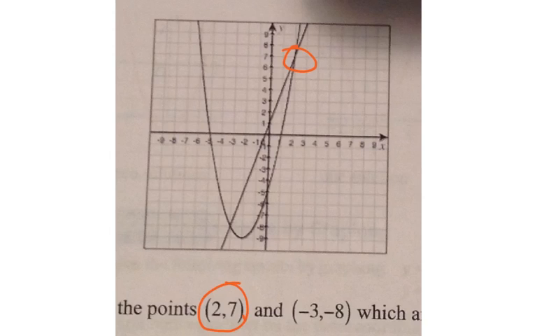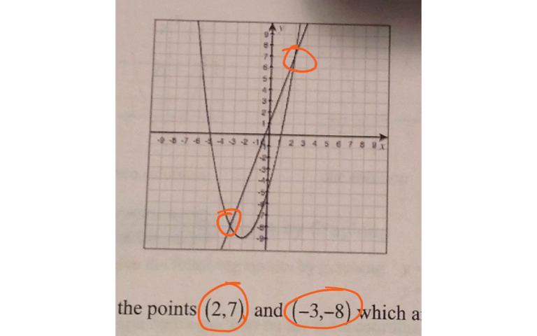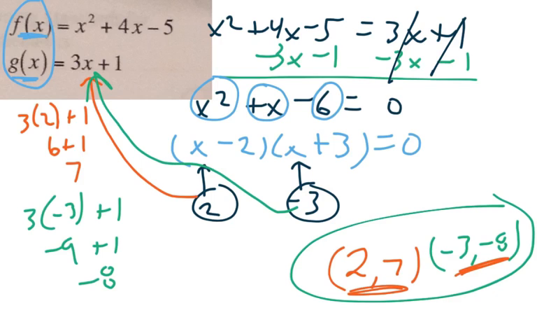And see how the line and the quadratic cross down there. We're basically looking where they cross each other, right? And that point right there is negative 3, negative 8. And that happens to be exactly the two answers I got, right? 2, 7 and negative 3, negative 8. So pause the video right now if you need to.